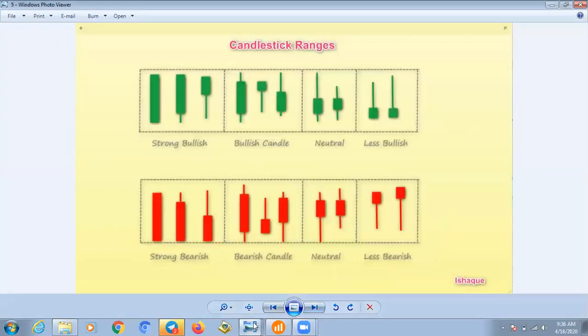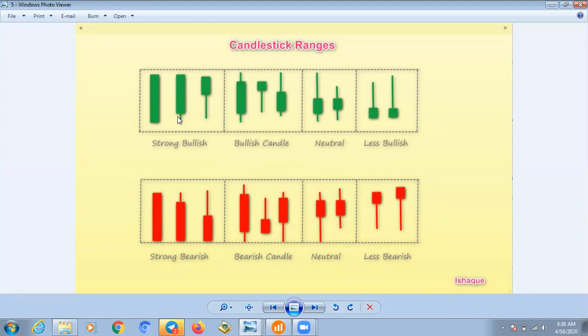So these are the ranges. In the candlestick ranges, we can identify the force of any party. It means the force of buyers or sellers. If we find green candles, we just look into the green candles. This green candle shows only the body. There is no other sign below or above. So this candle shows strength. It means it's a strong bullish candle.